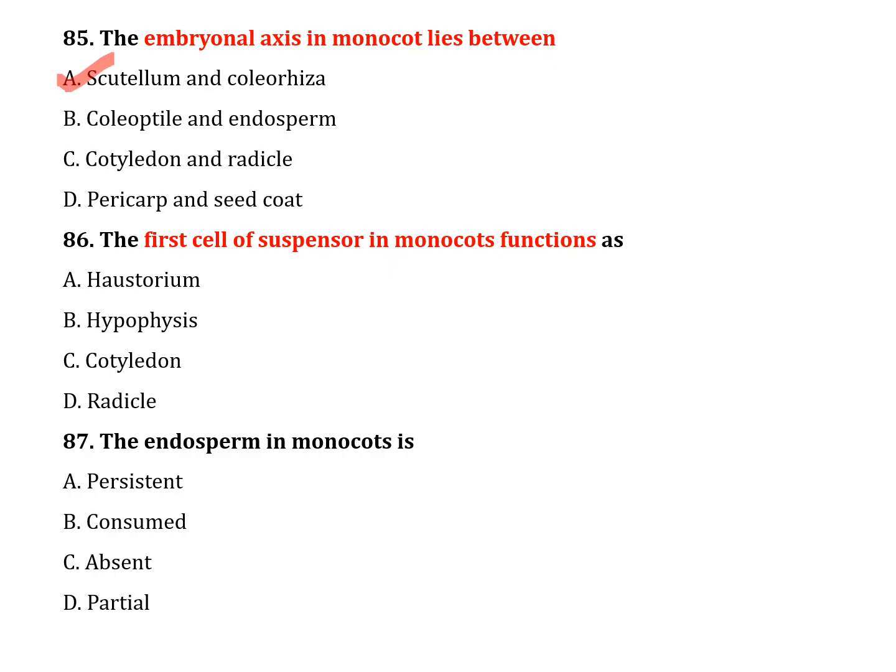The next question, number 86. The first cell of suspensor in monocot functions as: option A, haustorium; option B, hypophysis; option C, cotyledon; option D, radicle. Correct answer is option A, haustorium. The next question, number 87. The endosperm in monocot is: option A, persistent; option B, consumed; option C, absent; option D, partial. Correct answer is option A, persistent.